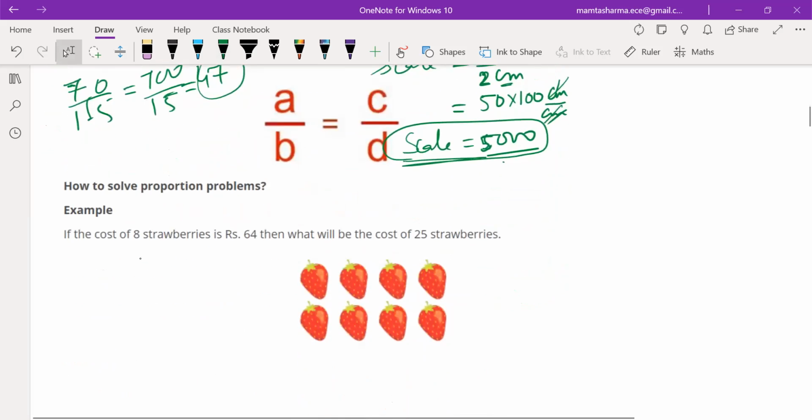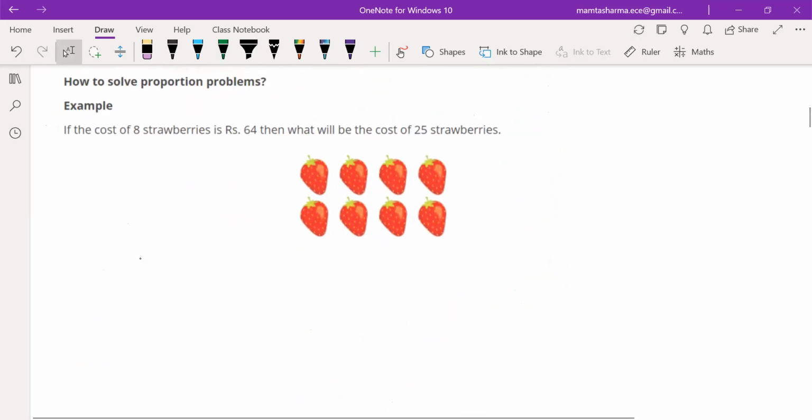Now see how to solve the proportion problem. There are various methods, but we will adopt the easiest one. If I say solve this one, can you solve it? Do it fast. 8 strawberries cost rupees 64, then what will be the cost of 25 strawberries? Everyone should give an answer. Type in your chat box.